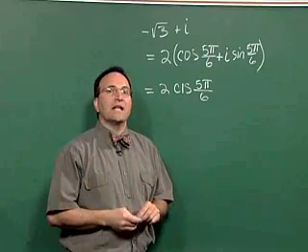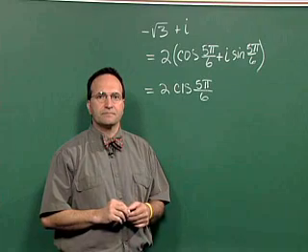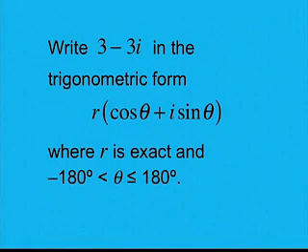All right, so now I'd like you to try a problem. Write 3 minus 3i in the trigonometric form r parentheses cosine theta plus i sine theta, where r is exact and theta is between negative 180 degrees and positive 180 degrees. Now pause the video while you work on this problem, and when you are finished, restart the video to check your solution.